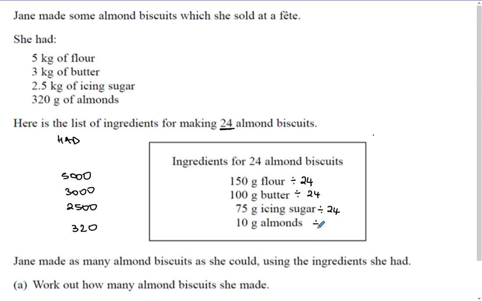Okay, so to find out how many almond biscuits she can actually make, we're just going 5,000 divided by that, and 3,000 divided by that, 2,500 divided by that, and 320 divided by the number of ingredients per biscuit. Okay, and you get the number of biscuits.